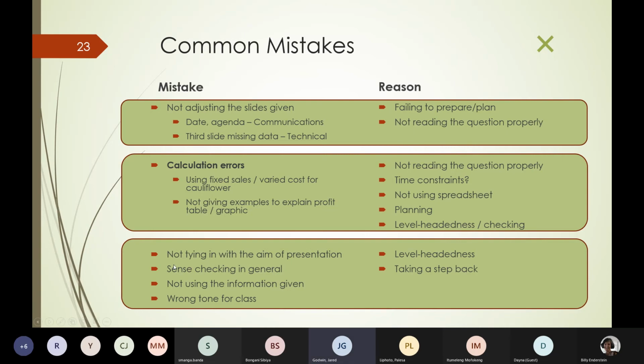And then some of the other mistakes we saw is just not tying in with the aim of the presentation. So the aim was the airtime, as I mentioned.